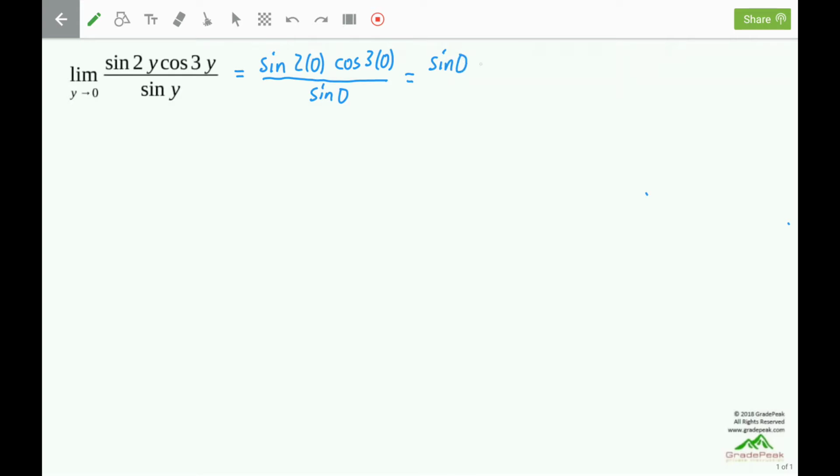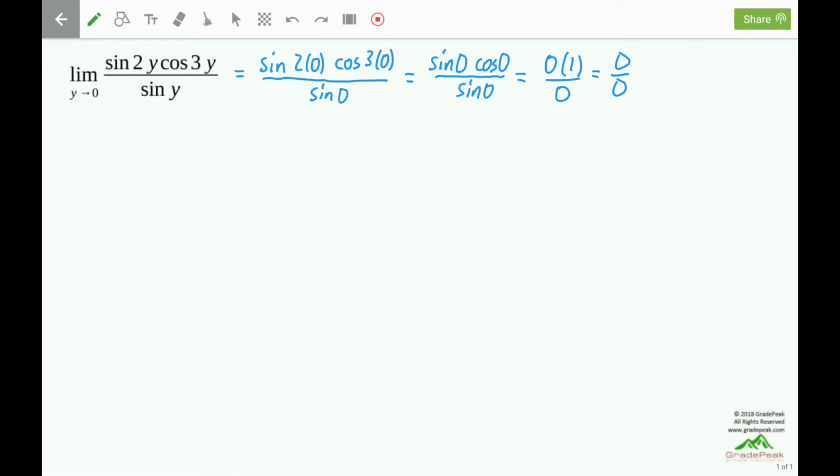2 times 0 is 0. 3 times 0 is 0. The sine of 0 equals 0. The cosine of 0 equals 1. So we have a 0 times 1 over a 0. 0 times 1 is 0 over 0. So we have the 0 over 0 indeterminate form.